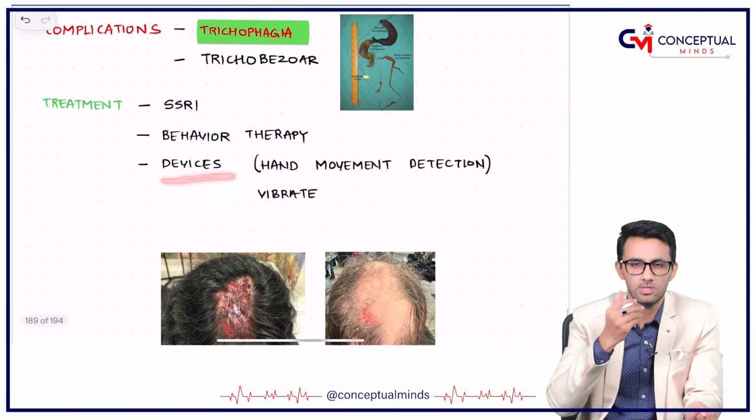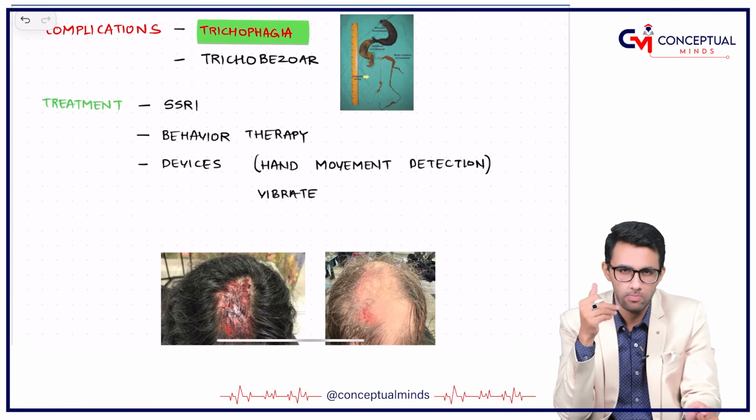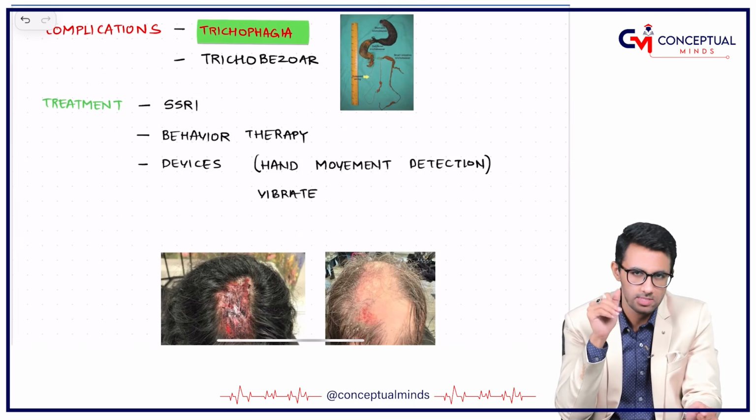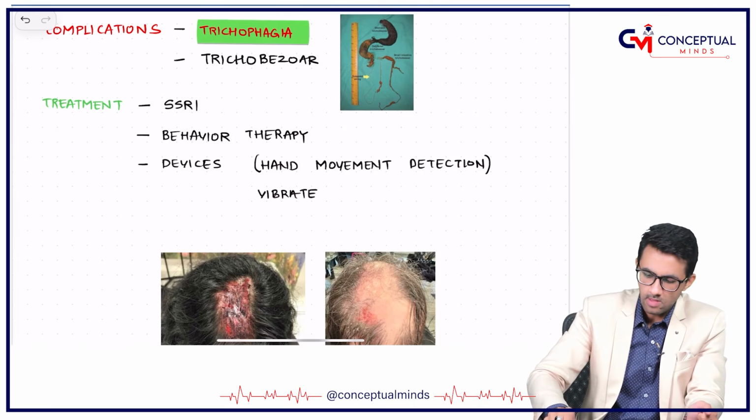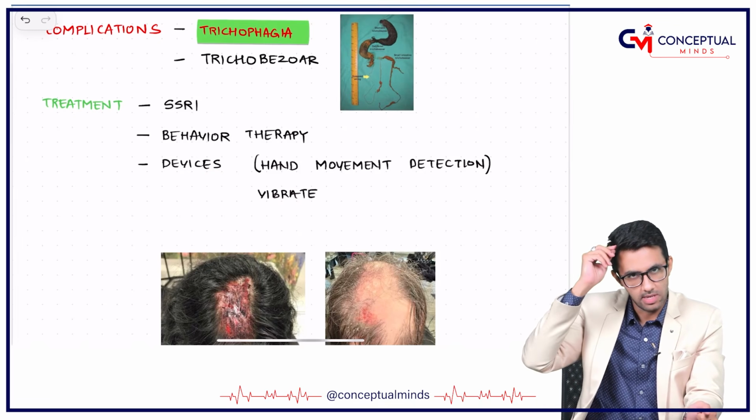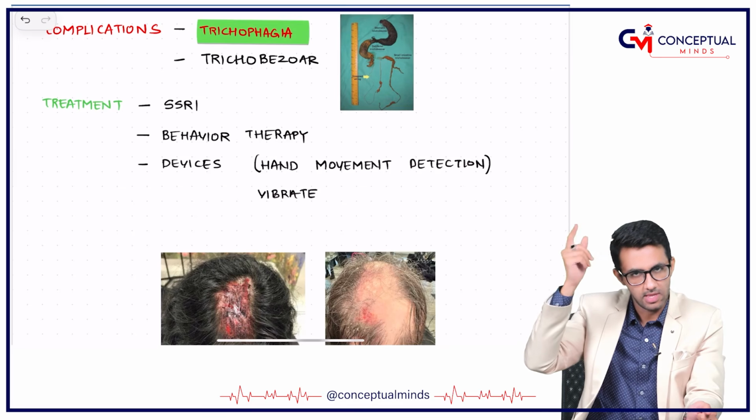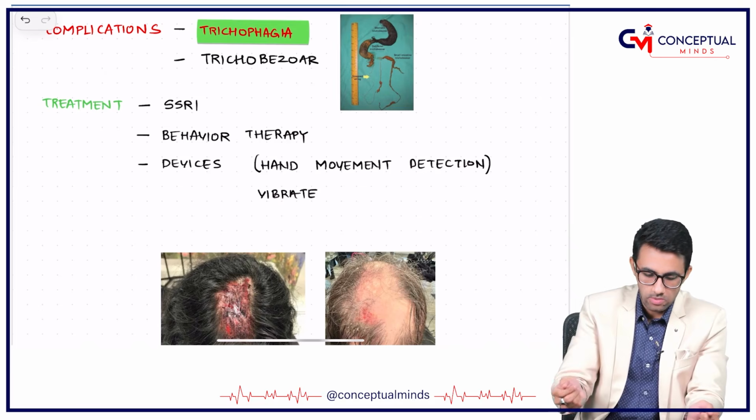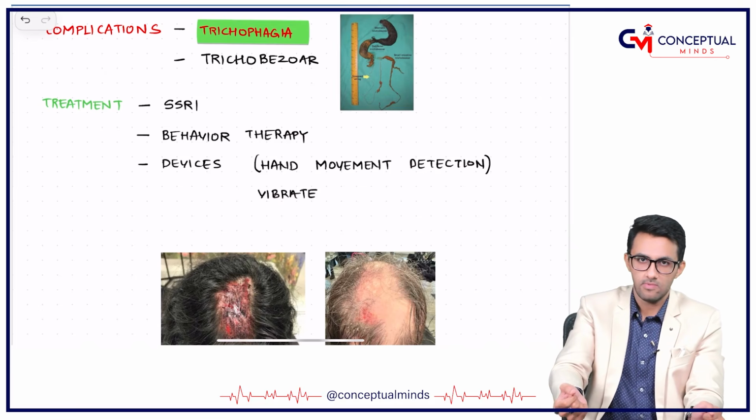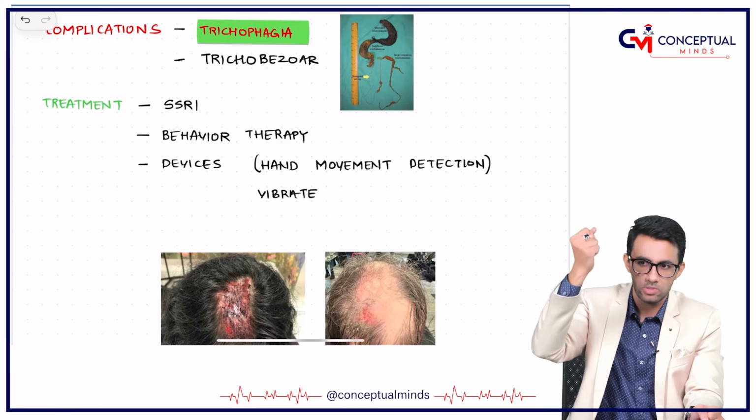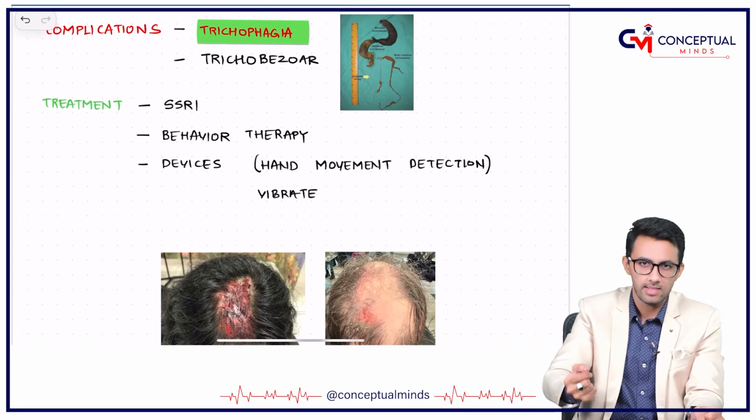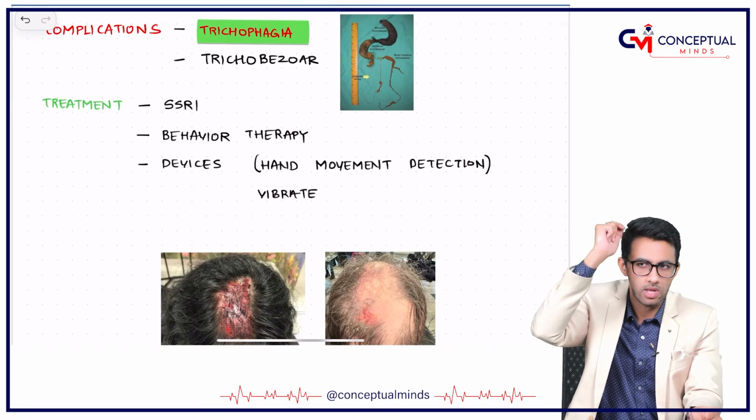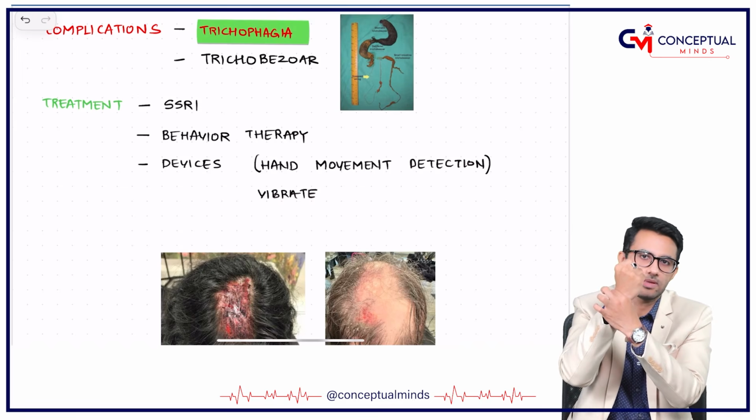Devices, what device? This is a new point I added over here. We know the patient is going to pull the hair whenever the patient has an urge. So what this device does is, for example, whenever the hand goes up, the device can detect this particular sudden movement. So what is going to happen? There will be vibration in the device.